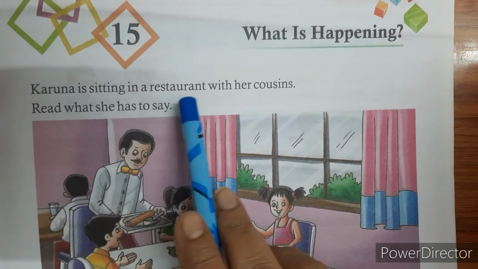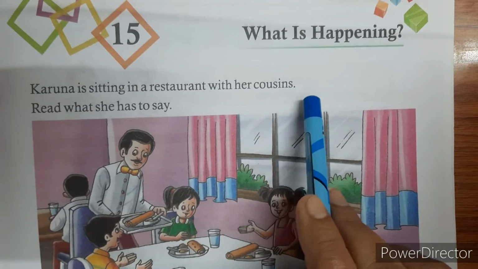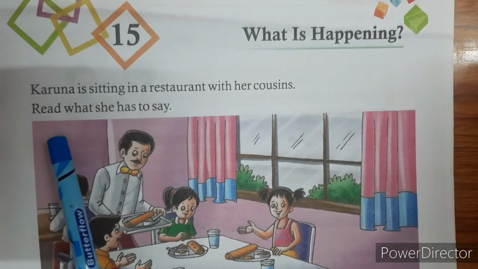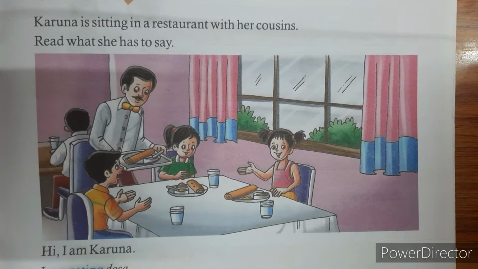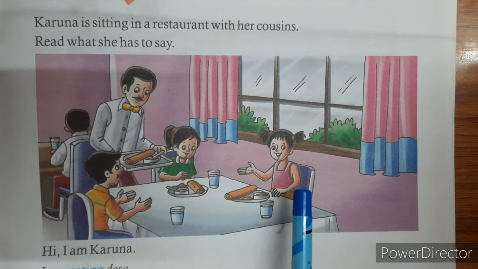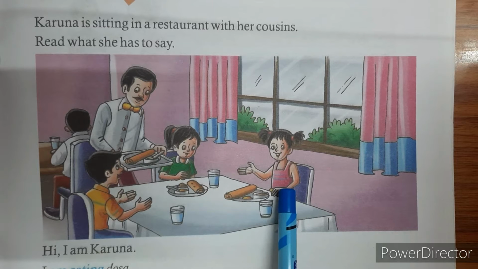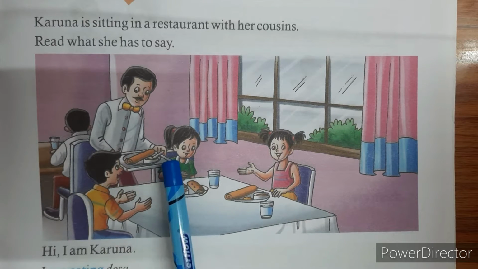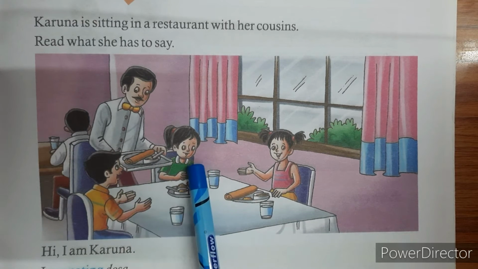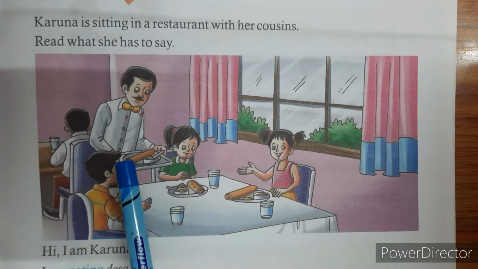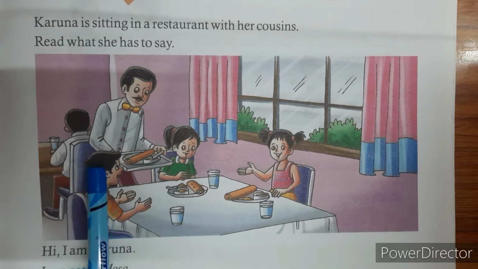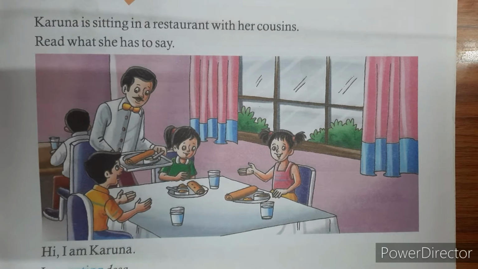Karuna is sitting in a restaurant with her cousins. Read what she has to say. So look at the picture. Hi, I'm Karuna. I am eating dosa. These are my cousins Kush and Sneha. They are eating dosa as well. The man in the white dress is serving food.